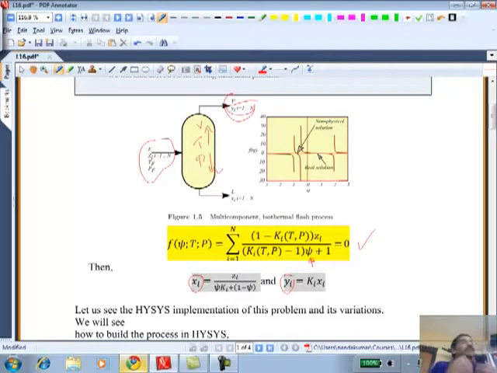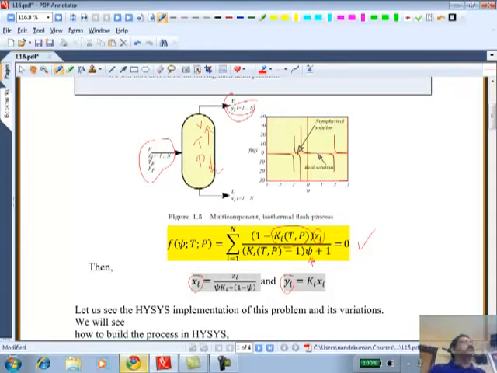Okay? So if you give me what is the temperature and pressure in that vessel, then the first thing I would do is get all the K values. The K values are functions of temperature and pressure. Then you need to tell me what is the feed composition. And once I know the feed composition and the K values, the only unknown in that equation, which is a nonlinear equation. Okay? Why do I call it a nonlinear equation?